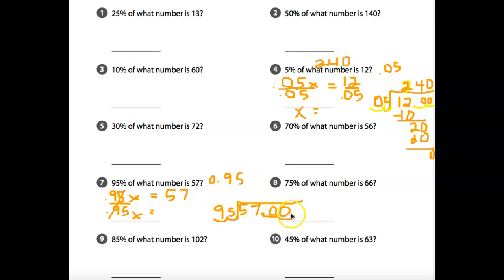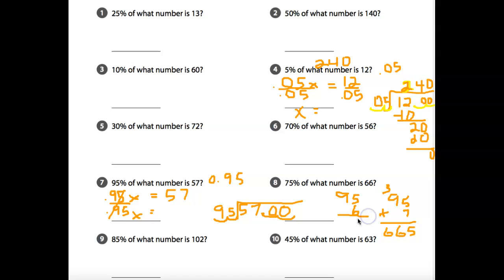How many 95s are in 570? Well, let's just do a guess and check. Let's see, 95 times, let's try 7. All right, so 7 times 5 is 35. 7 times 9 is 63, plus 3 is 66. Well, you can see that 665 is too high, so we have to go down 1.